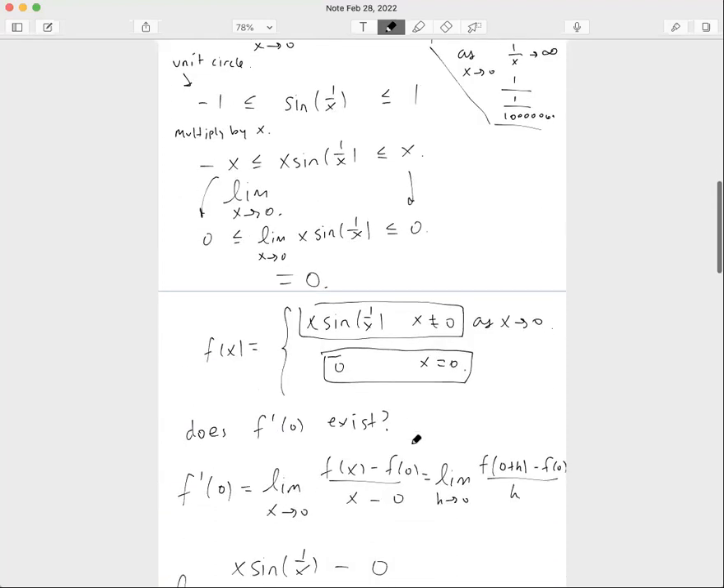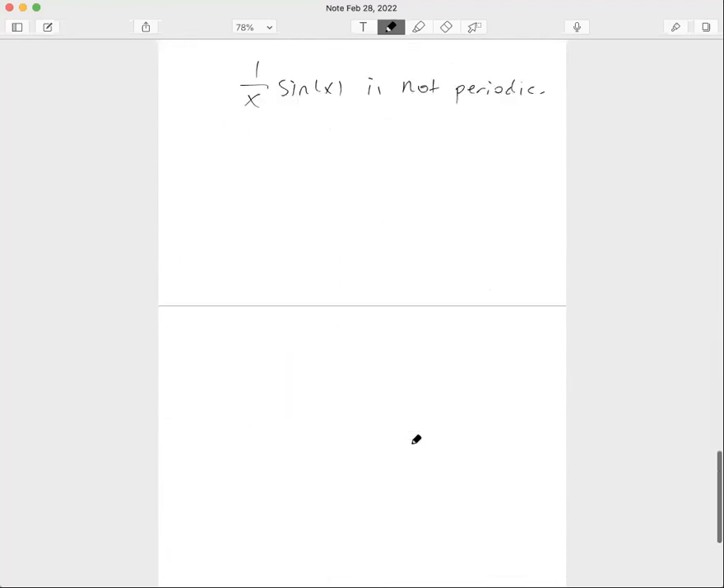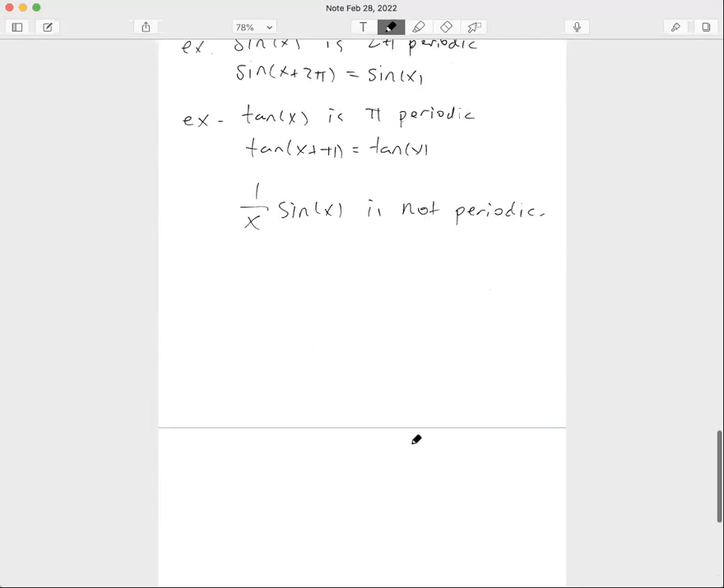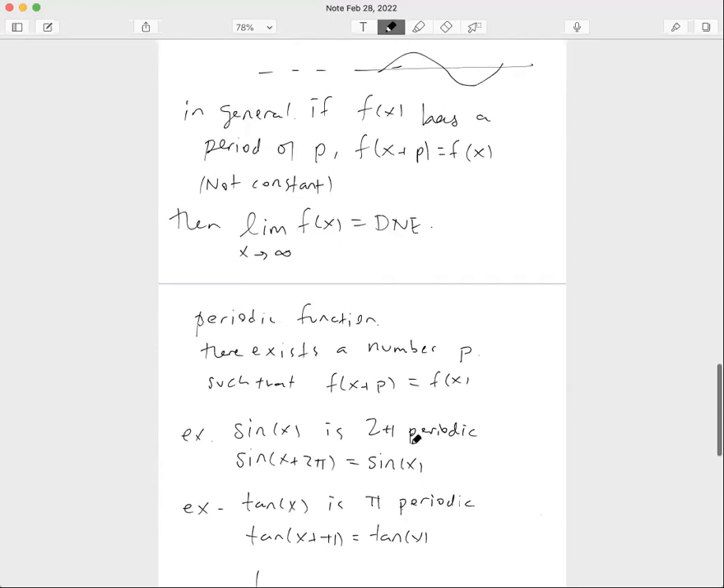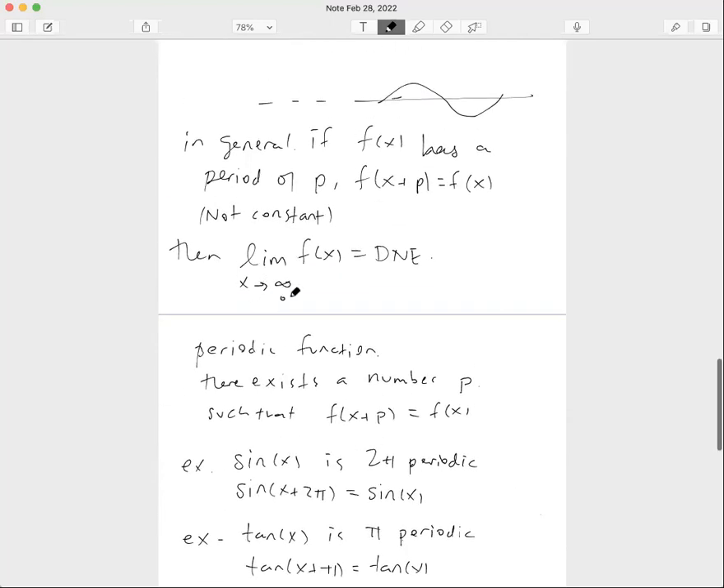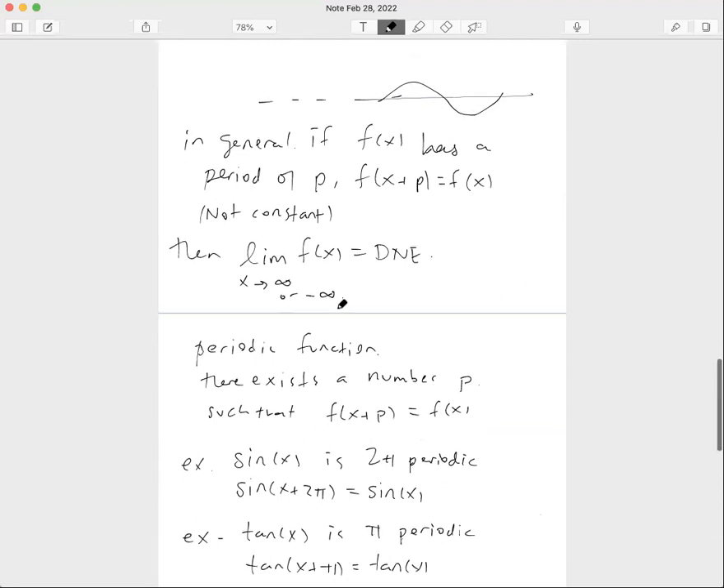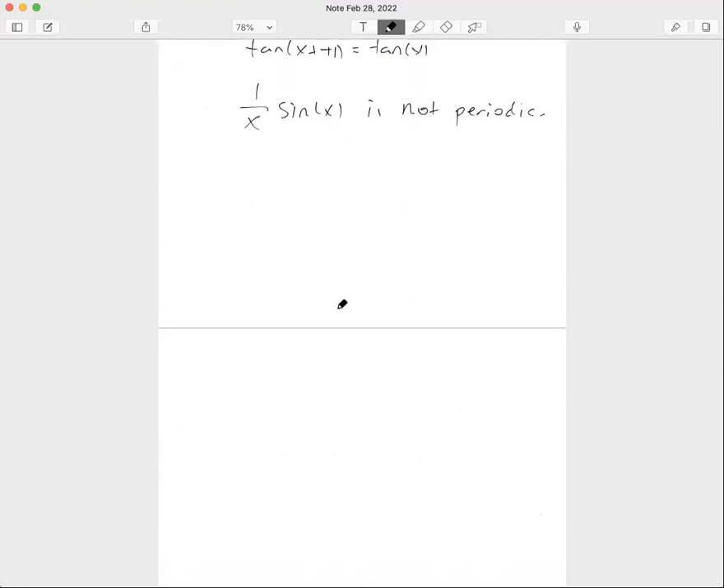So we'll talk more about that. Okay, one thing I did want to mention. Oh, yes. So for limits, infinity or negative infinity will still be does not exist.